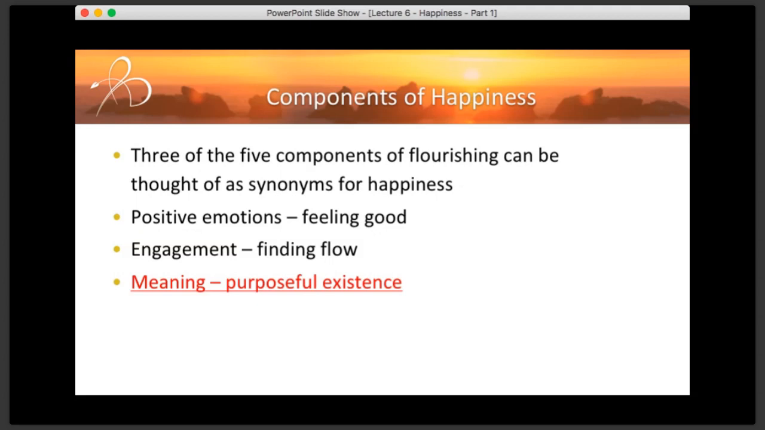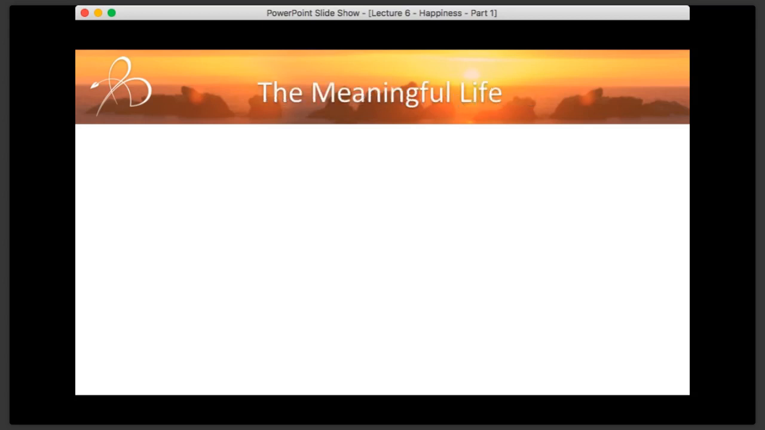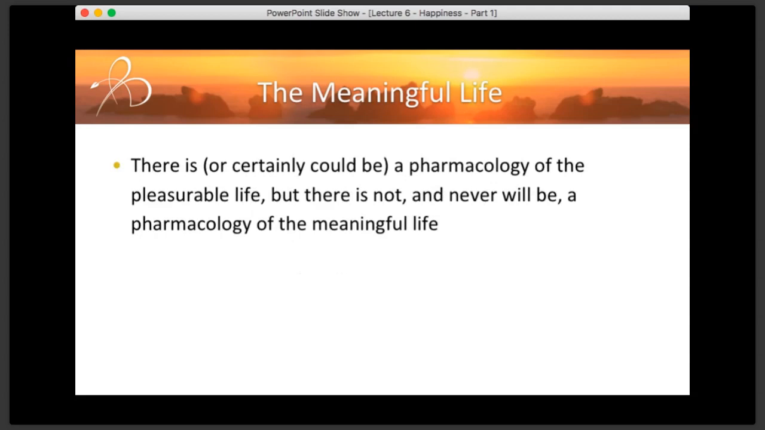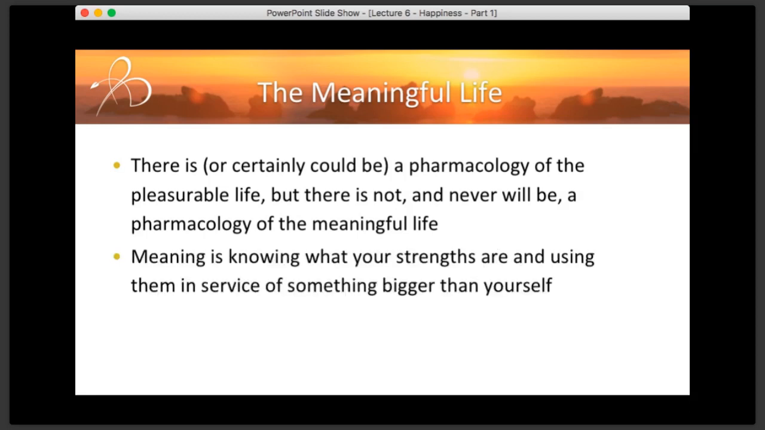Lastly, on these three of the five components of flourishing, we've got meaning. Living a meaningful life. It's an interesting thought. There is, or certainly could be, a pharmacology of the pleasurable life. But there is not, and never will be, a pharmacology of the meaningful life. Meaning is knowing what your strengths are and using them in service of something bigger than yourself.